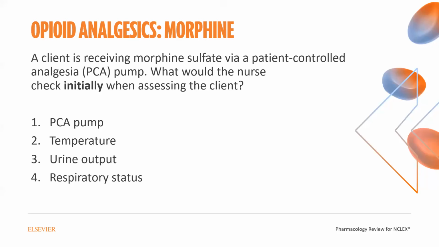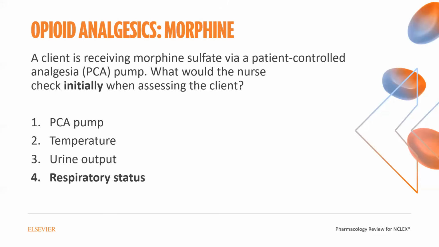A client is receiving morphine sulfate via a patient-controlled analgesic pump. What would the nurse check initially when assessing the client? 1, the PCA pump, 2, the temperature, 3, the urine output, and 4, the respiratory status. Excellent. 99% of you selected option 4, and option 4 is the correct answer.